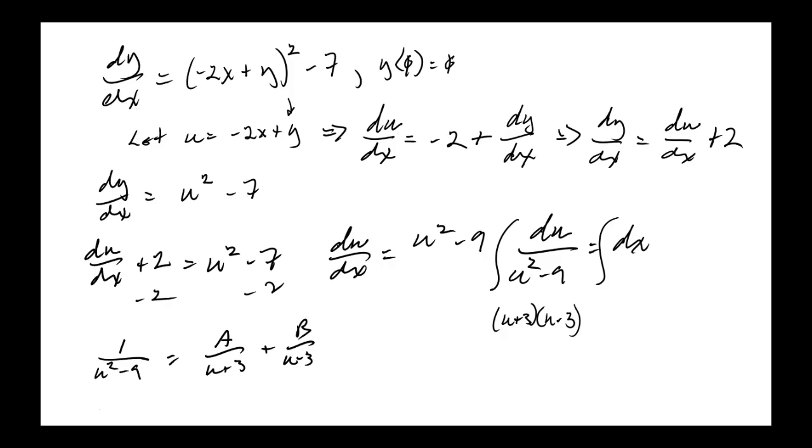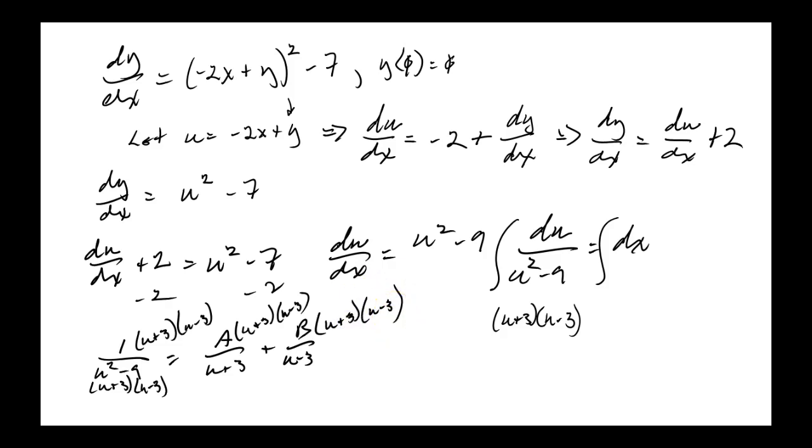So what we do, a clever little trick here, is multiply everything by u plus 3 times u minus 3. Multiply this by u plus 3 times u minus 3, and multiply this by u plus 3 times u minus 3.